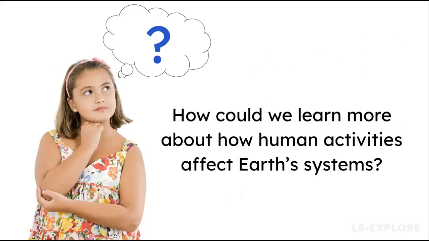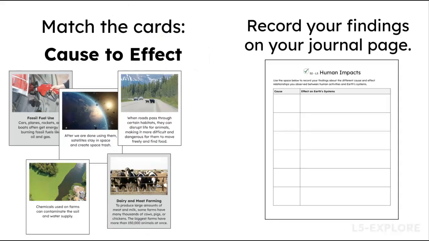For the Explore portion, you'll work with students to learn more about human activities' effect on Earth's systems by doing some research. Student groups will work with human impact cards. You'll have students work to match cause to the effect. Students can use the Human Impact student journal page to record their findings.